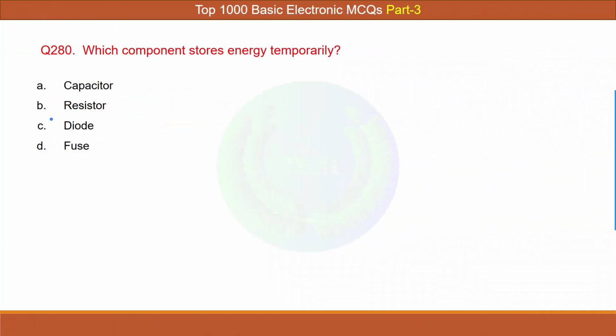Next question, question number 280. Which component stores energy temporarily? Option A capacitor, option B resistor, option C diode, option D fuse. The answer is option A capacitor.